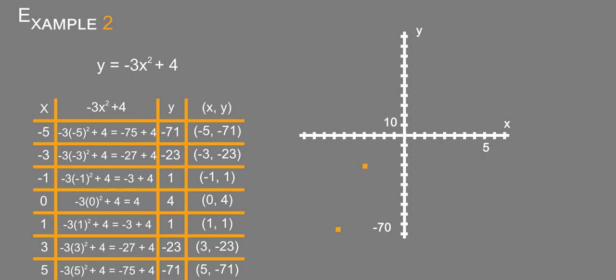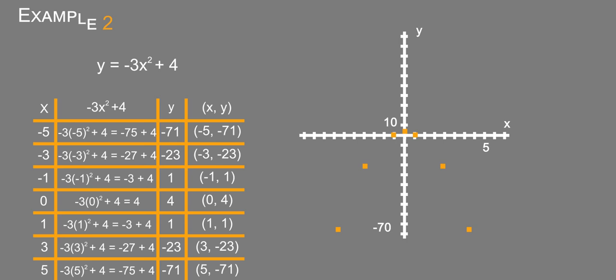Negative 1, 1, so if this is negative 1 here, 1 is going to be right about here. At 0, we're at 4, which is going to be right about here. 1, we're back down to 1. At 3, we're back down to negative 23. And at 5, we're back down to negative 71.